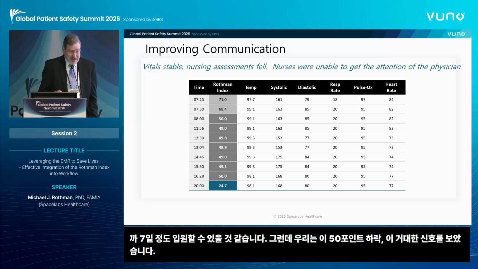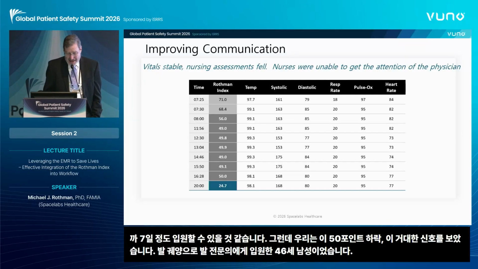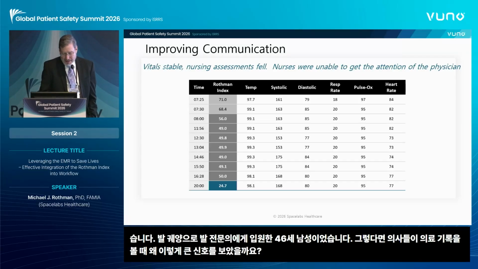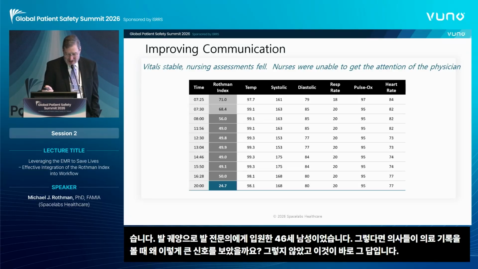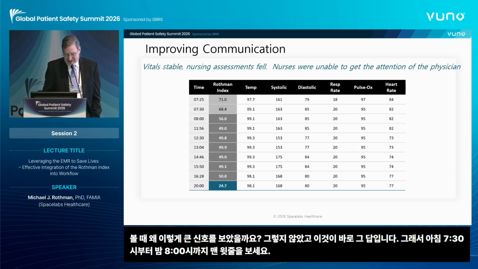So why did we see this big signal and the physicians who were looking at the medical record didn't? And this is really the answer. From 7:30 in the morning to 8 o'clock at night, you can look at the vital signs across the top row and the bottom row, 8 o'clock at night, 12 hours later, and you can look at those numbers. And I think you would agree that there's nothing that would have gotten a physician's interest.